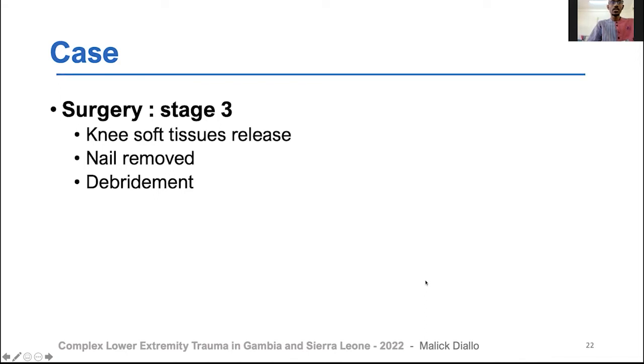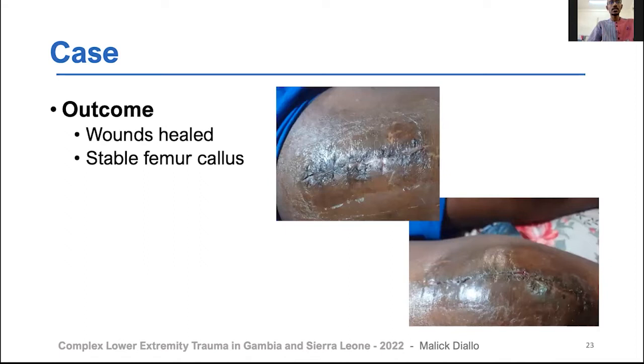So we convinced the patient to have a stage 3 surgery on the right side to do a release for his knee, to remove the nail, and to perform a debridement of the infection. Next slide. He agreed. And finally, we removed the nail. And the last time I saw him, it was last week, the wound healed. Next slide.